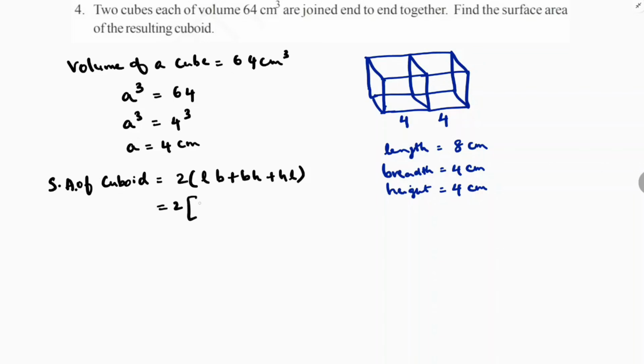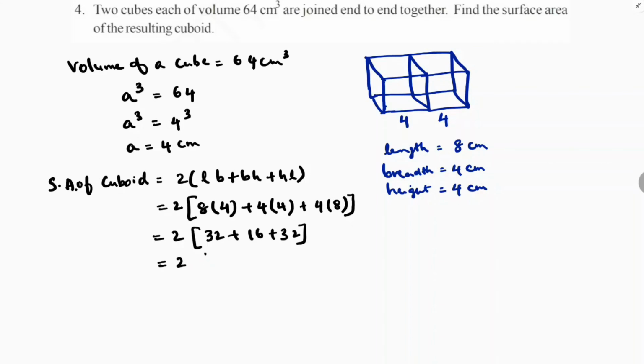So 2 times, length is 8, breadth is 4, 4 into 4, height is 4, length is 8. 2 times 8 into 4, 32, 4 into 4, 16, 4 into 8, 32. 32, 32, 64, 80. So it is 160 centimeter square. Or you can do this in another form also.